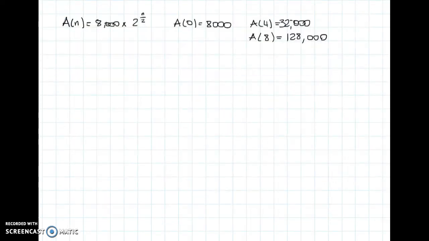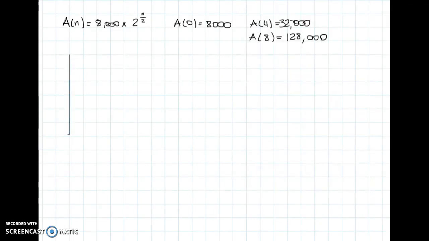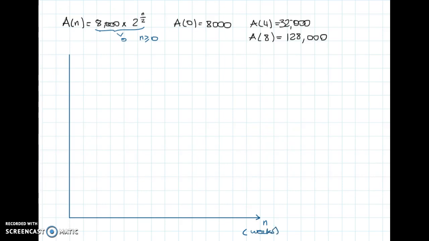I wrote over here the definition of the function and also the points that we found before. And now we have to find a good scale for each axis so we can sketch the function. So, how do we do this? Well, let me draw the axes over here. We are only carrying out what's happening in the first quadrant, because we know that the function itself is only going to take positive values, and n is also going to be greater than or equal to 0. So on this axis I'm going to have n, the time in weeks, and here I'm going to have the area in hectares.